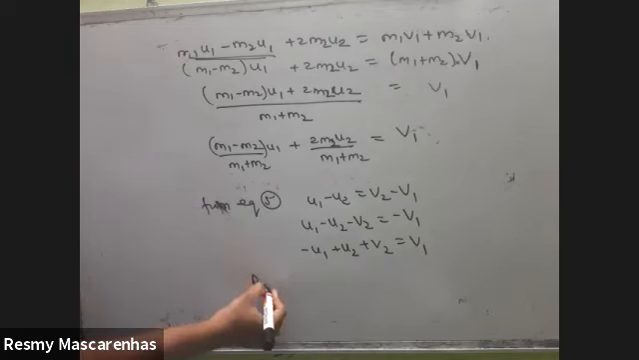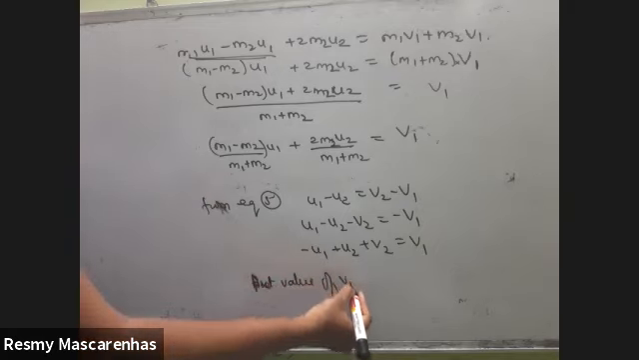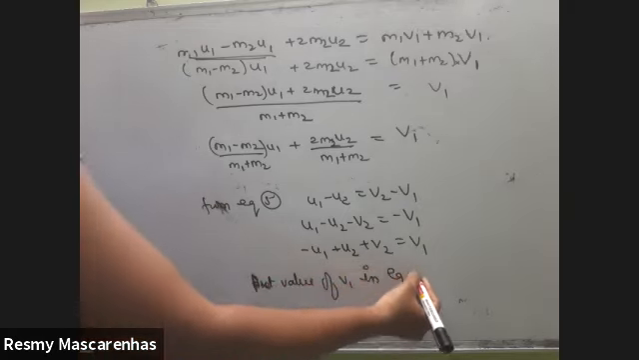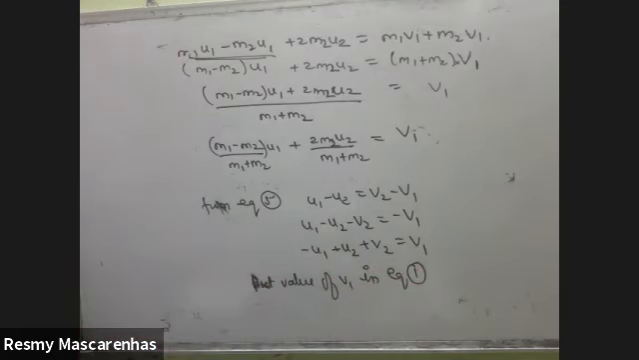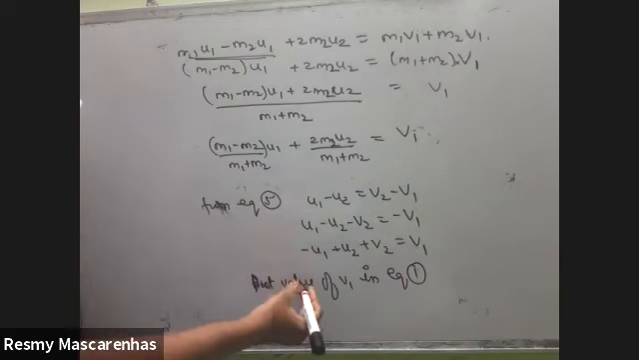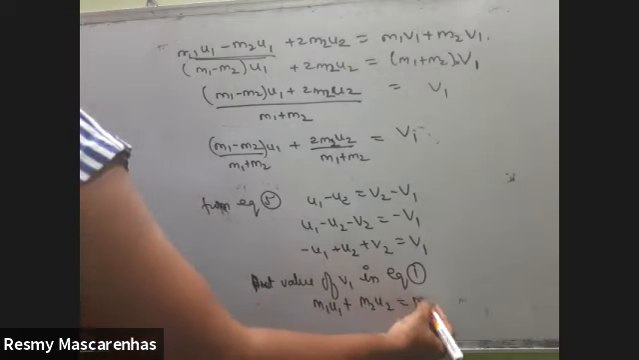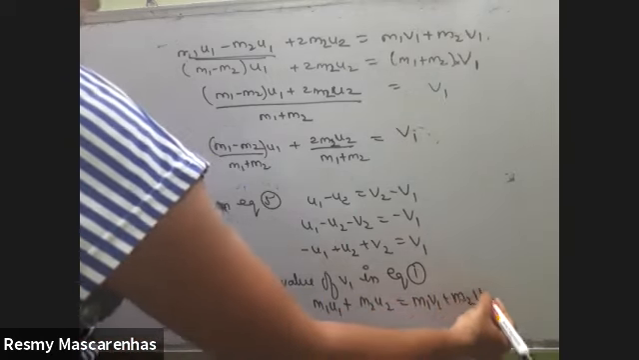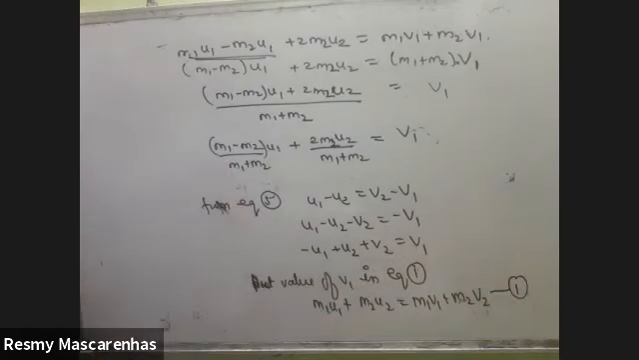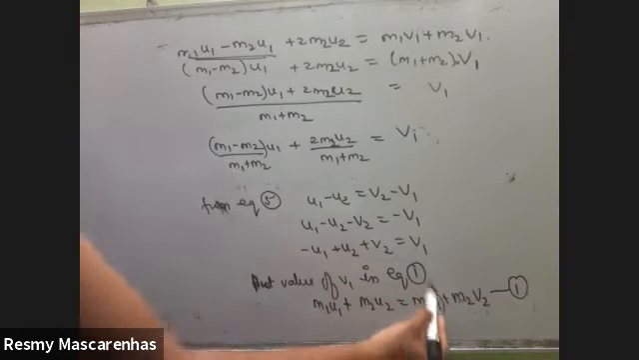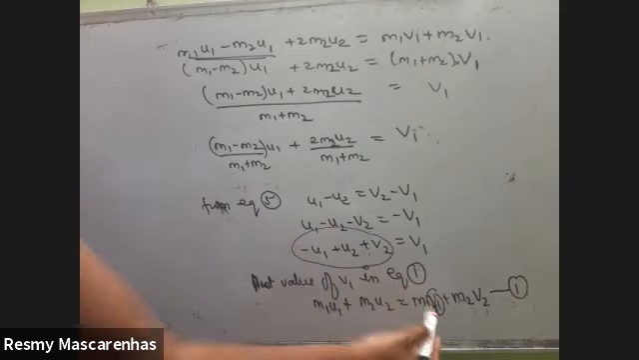So put again the value of V1 in equation 1. Earlier what we had done, we had put the value of V2 in equation 1. Now we have to put the value of V1 in equation 1. So what is the equation 1? M1 U1 plus M2 U2 equals to M1 V1 plus M2 V2. This was the equation 1. So put wherever there is V1, put this value over here.